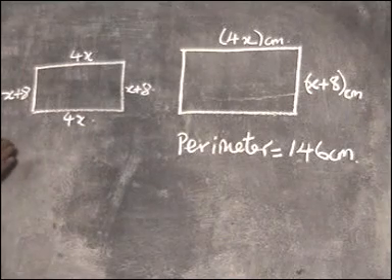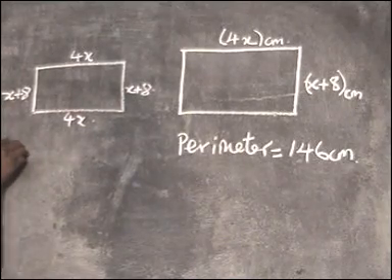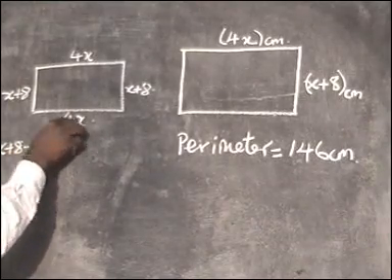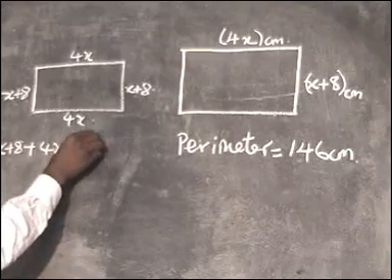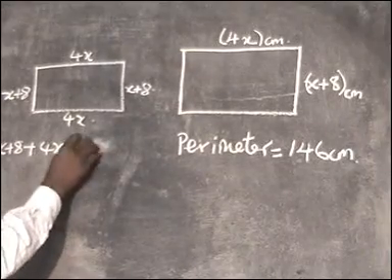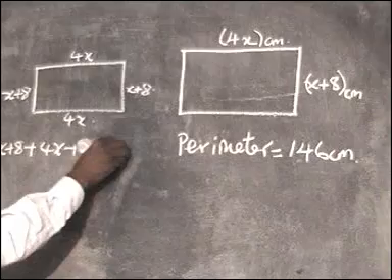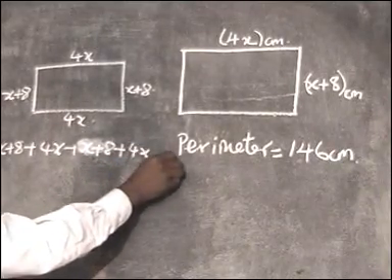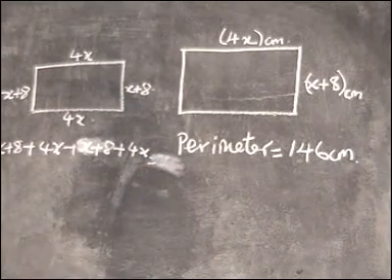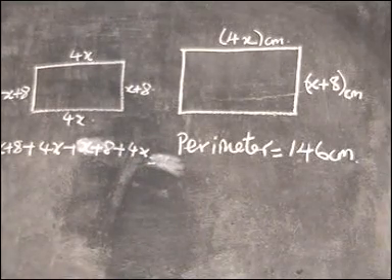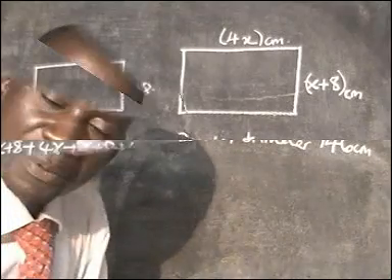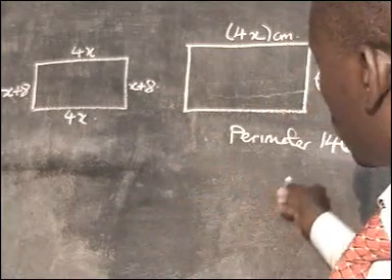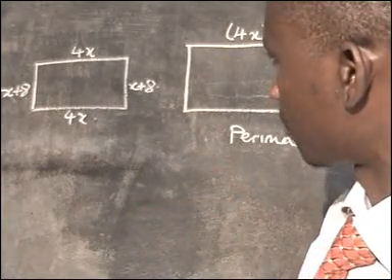So it means x plus 8 plus 4x plus 8 plus x plus 8, x plus 8, then plus 4x. I have to get 146. That is what I'm trying to explain: the total distance around this rectangle should come to a total of 146 centimeters.